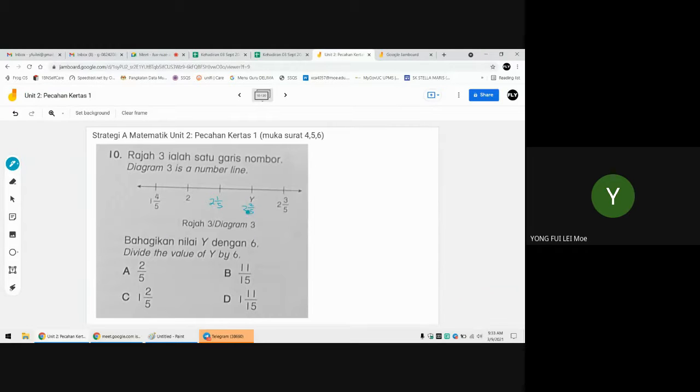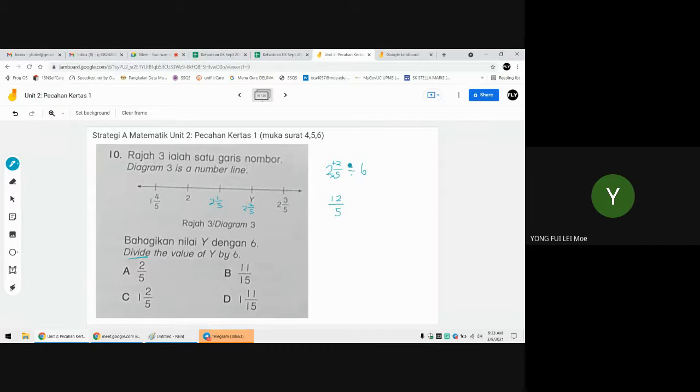So look at the question again. Divide the value of y by 6. So 2, 2 over 5 has to be divided by 6. But look at this. This is a mixed number. You have to change it to an improper fraction. 5 times 2, 10 plus 2, 12.